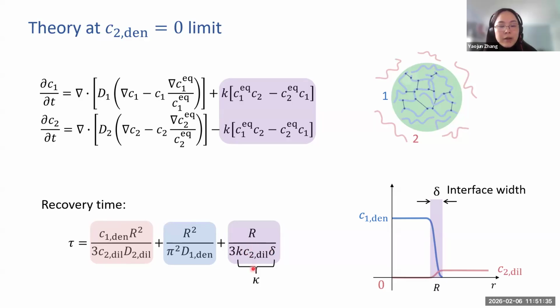Except here, we have a clear physical meaning for the phenomenological parameter kappa we introduced before. Kappa depends on the attachment rate of a molecule to the network, the dilute phase concentration, as well as the interface width.